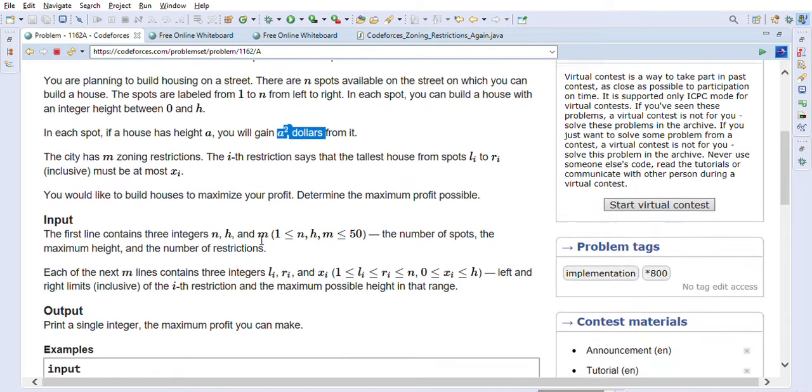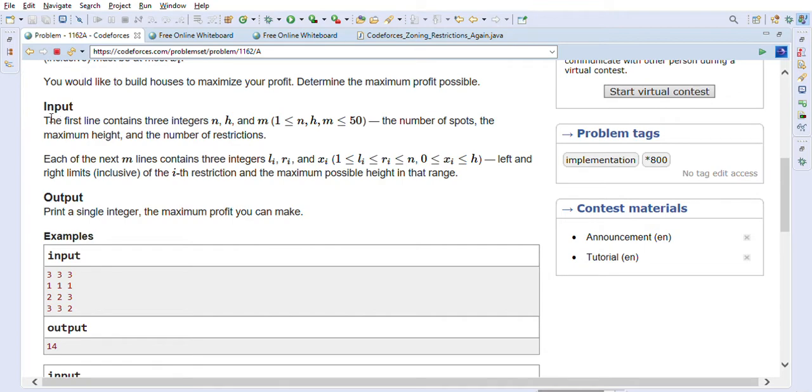So let's look at the input, what they are going to give us. The first line contains three integers n, h and m. n is the number of spots where we can build houses. The next is h, the maximum height of any house, and the number of restrictions is m. As you can see here, there are three spots where we can build houses, any house can have a maximum height of three, and there are three zoning restrictions, and these are the following three restrictions that they have given us.